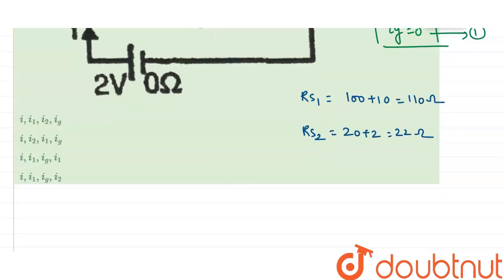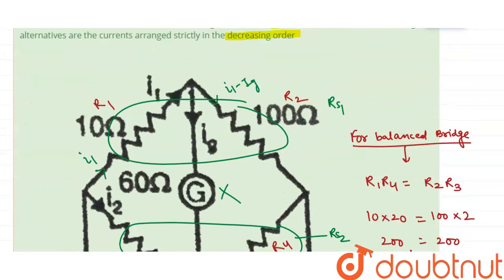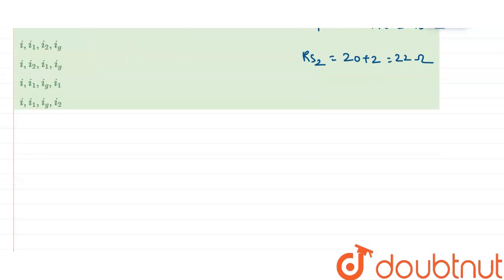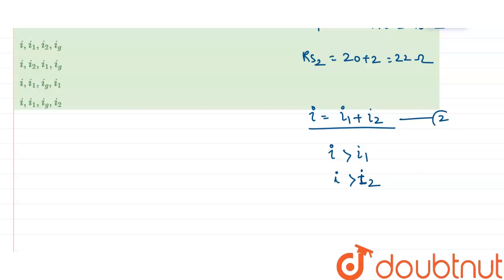Now as you can see, the total current is the sum of I1 and I2. So the second relation is that the current I is the sum of I1 plus I2. That means I can say that the value of I is greater than I1 as well as the value of I is greater than I2. Suppose this is my relation second.